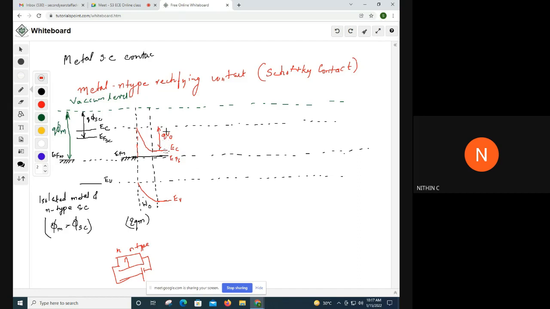I want this QV0 to decrease. For this QV0 value to decrease, should this energy band diagram move upwards or downwards on the semiconductor side? That is my question.